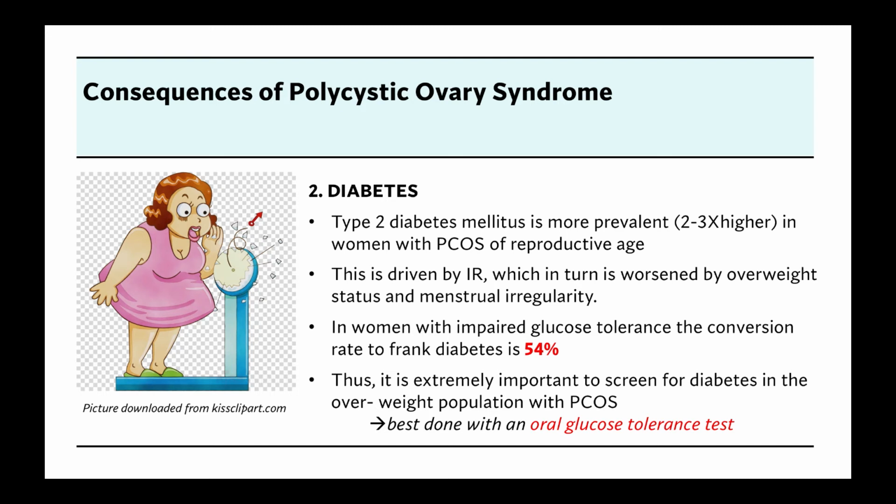The next consequence would be the formation of diabetes. Type 2 diabetes mellitus is 2 to 3 times more prevalent among women with PCOS. This is driven mainly by insulin resistance, which in turn is worsened by overweight status and menstrual irregularity. In women with impaired glucose tolerance, the conversion to frank diabetes is as high as 54%. Thus, it is extremely important to screen for diabetes in the overweight population with PCOS. This is best done, as I've already mentioned a few slides back, using an oral glucose tolerance test, specifically the 75 grams OGTT.